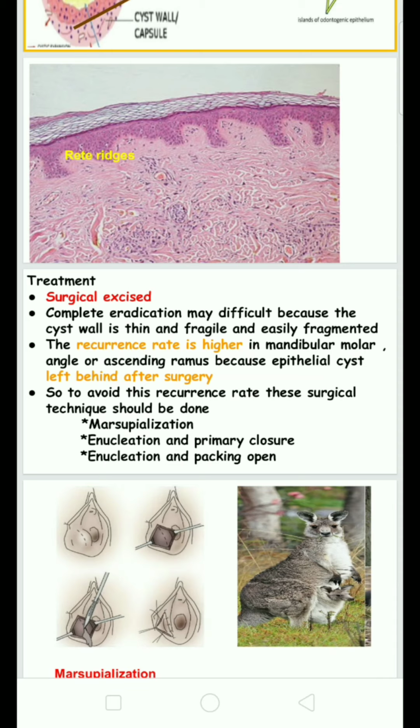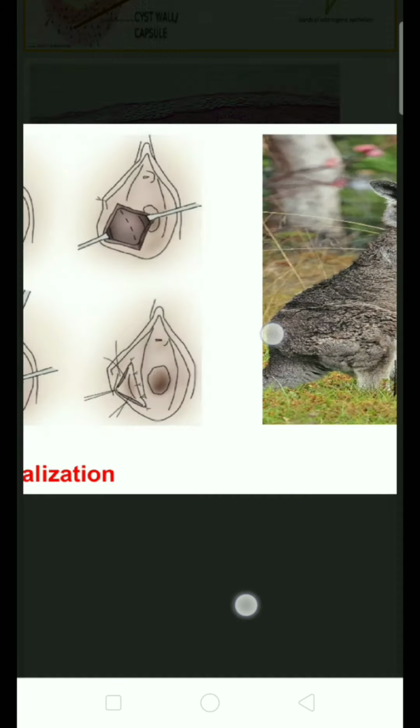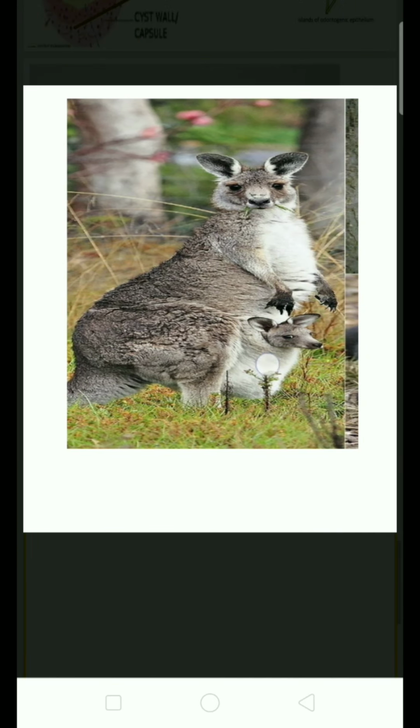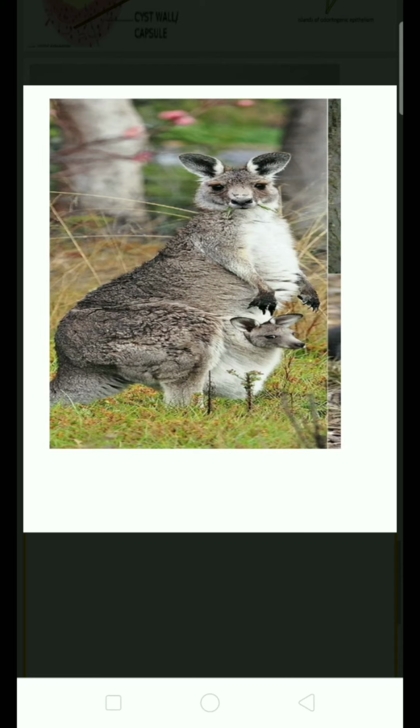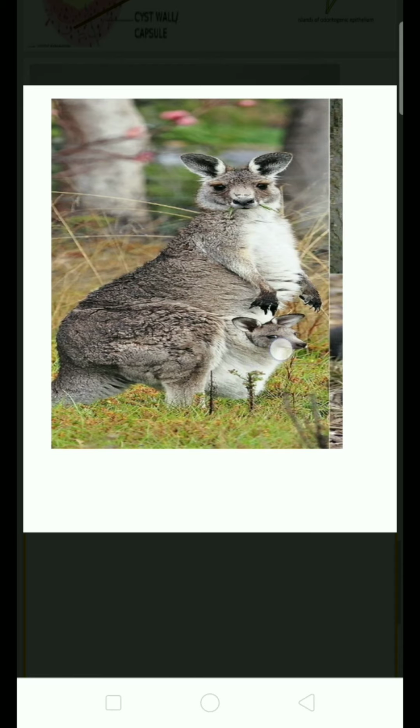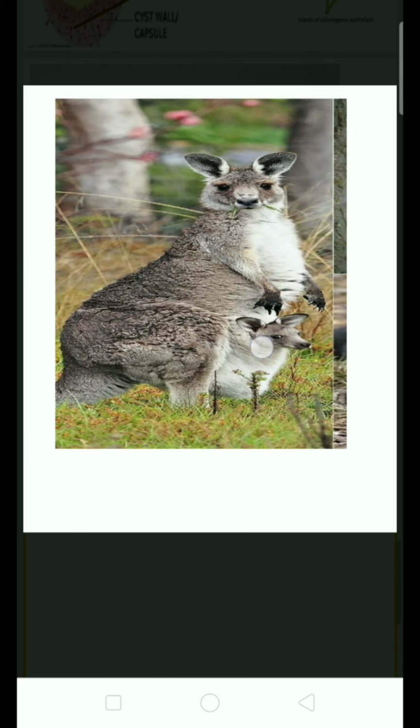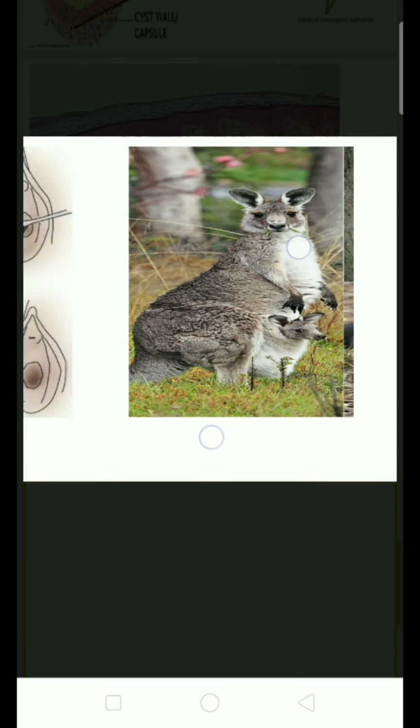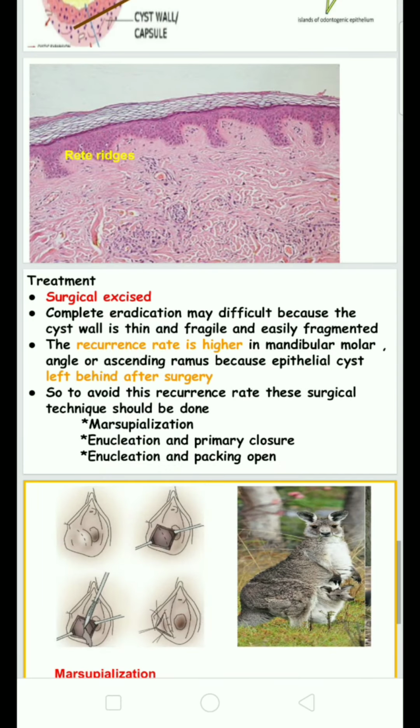In order to avoid those conditions, doctors suggest three techniques. One is marsupialization, another is enucleation and primary closure, and another is enucleation and packing with the wound open. What is marsupialization? A marsupial carries its child in a pouch. The cyst is like this; it is like the complete removal of the cyst, like the marsupial's child.